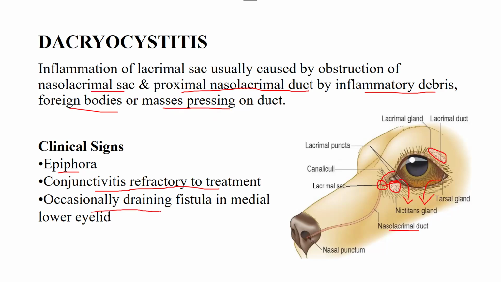Next thing is occasionally a draining fistula in the medial lower eyelid, because sometimes if it is a chronic obstruction, the pressure at that area creates the fistula, a draining tract. So if here is the obstruction and this area is having pressure, a fistula will form and all the tears will start to come out from this fistula. So a draining tract will be created over the nasal plana.